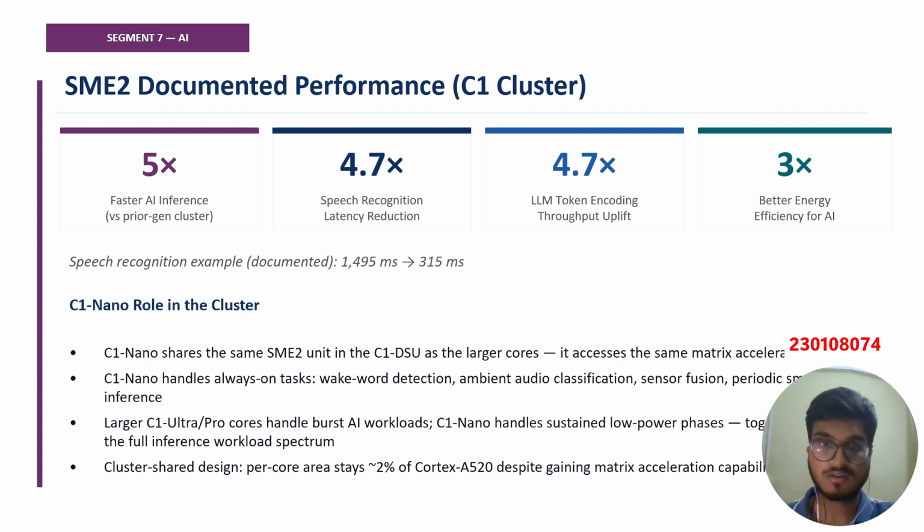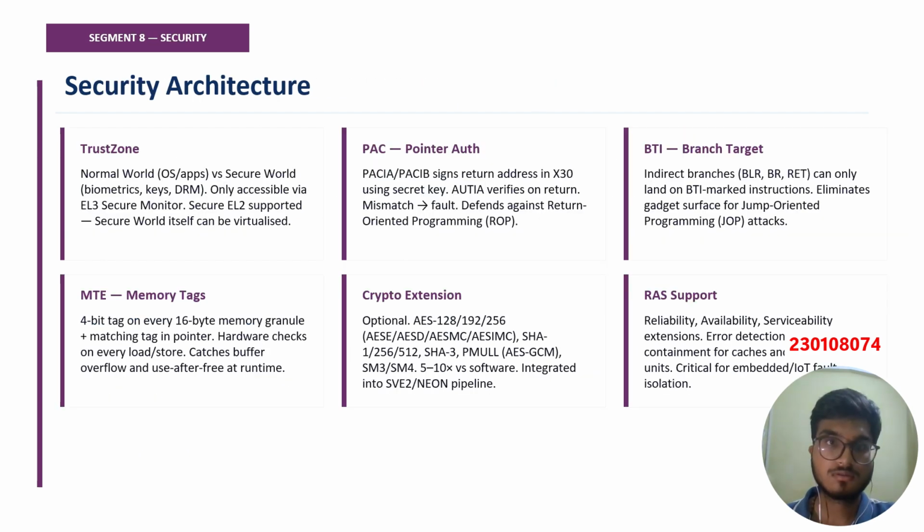For the C1 Nano specifically, the shared SME2 unit means that even this little efficiency core can contribute to on-device AI inferencing, handling always-on tasks like wake word detection, ambient sound classification, and sensor fusion at microwatt to milliwatt power levels, without waking the larger C1 Ultra or C1 Pro cores.